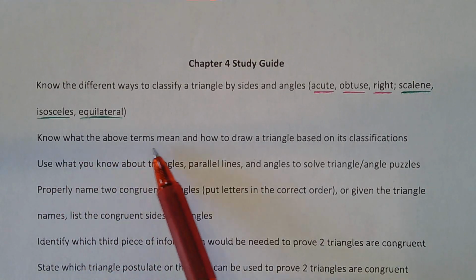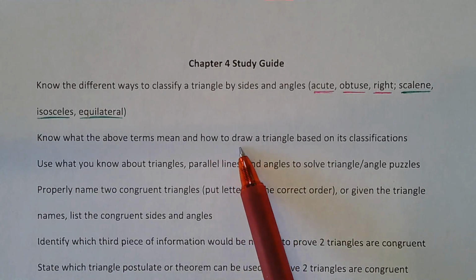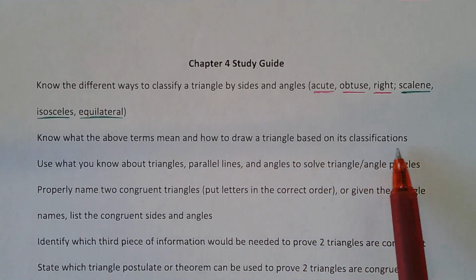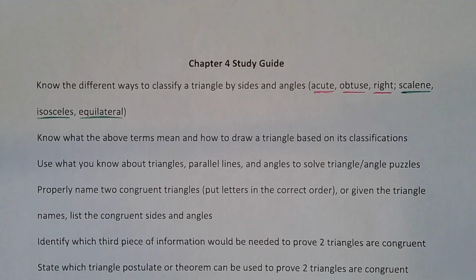But I also might give you two of the terms and ask you to draw a triangle based on the classifications. I could say, can you please draw an obtuse scalene triangle? Can you draw an equilateral acute triangle? So you would have to be able to put those two together, see if you can draw it. Some of these combinations you can't make, all right? But if you can make it, then try to draw it.